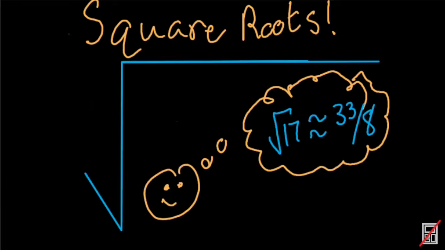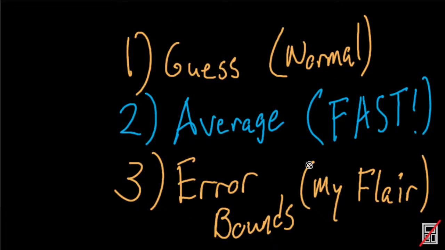Today we will be going over square roots. So we'll be going over three different methods in order to figure out how we can do it. The first one is kind of a guess and check method, which would probably be the first one that would come to mind to most people.